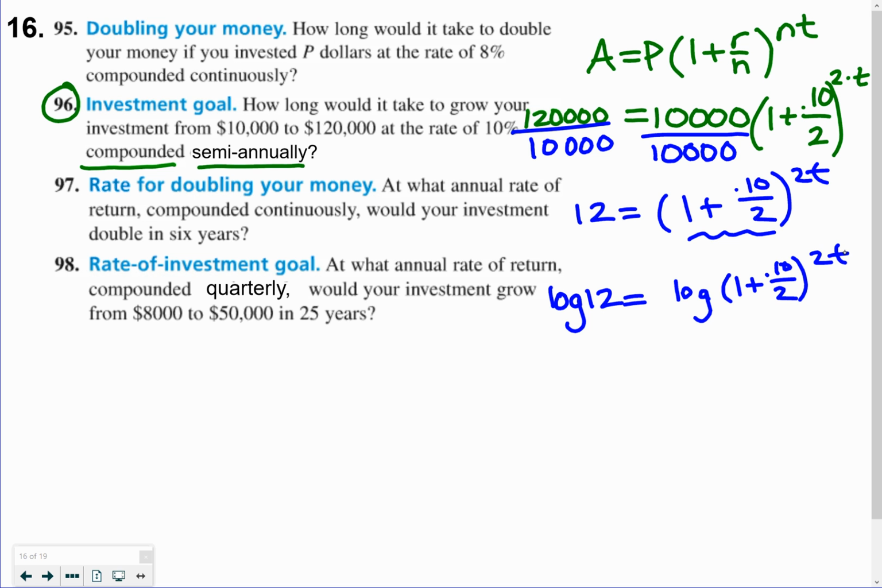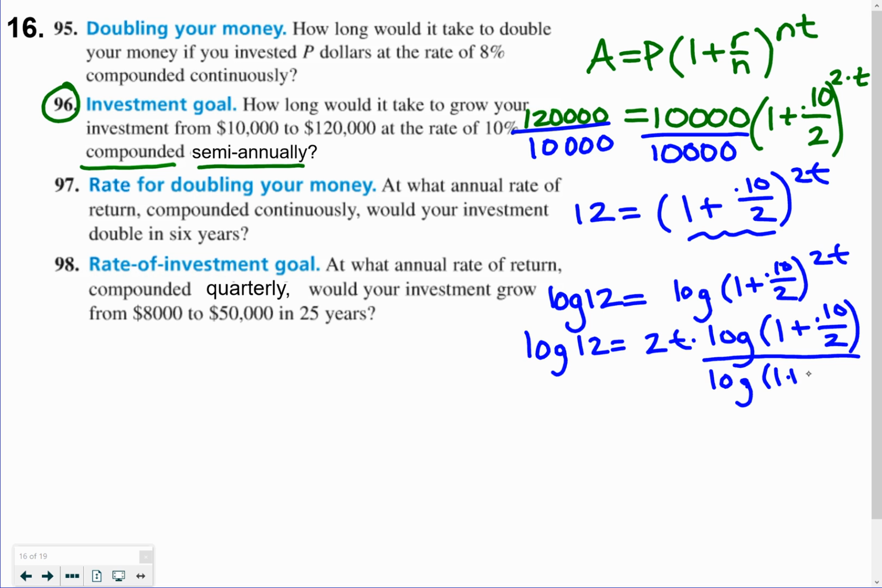And because I put a log there, what does that allow me to do? Move the exponent down. Take the log, move the exponent down. So 2t times log of 1 plus 0.10 over 2. And now it looks a little messy with the logs, but remember, log 12 and log of 1 plus 0.1 over 2, those are just numbers. You can figure out what they are in your calculator. So I'm going to divide by this log first, just to get it over there.